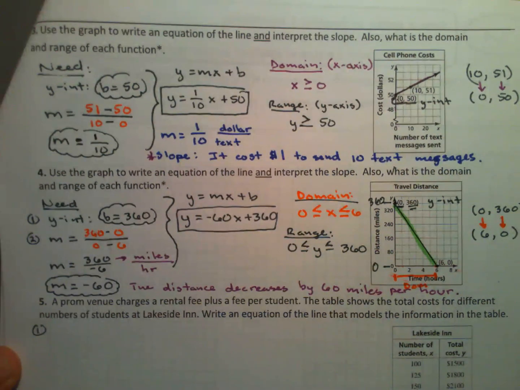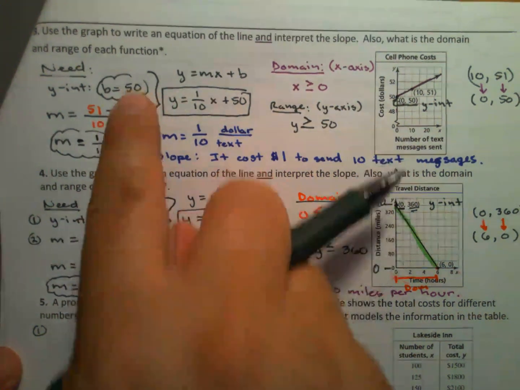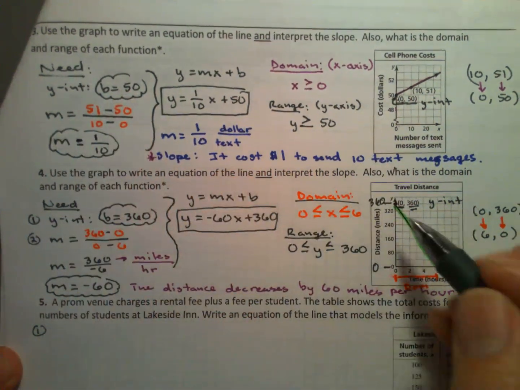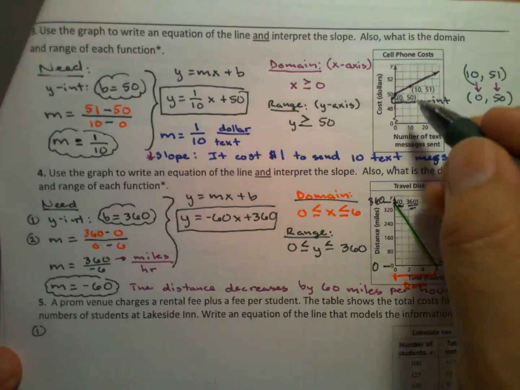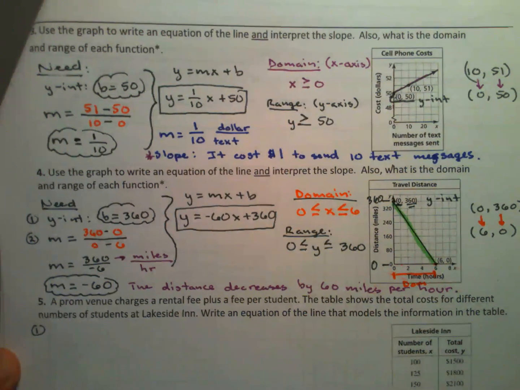The question is, are any of these y-intercepts? Let's see. How do I recognize if something is a y-intercept? Well, let's look up here. Both of these had y-intercepts. How do I know? X was 0, and here, none of them are zeros. Okay, then I don't have a y-intercept.